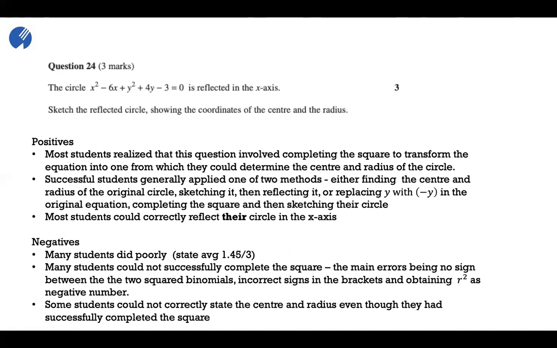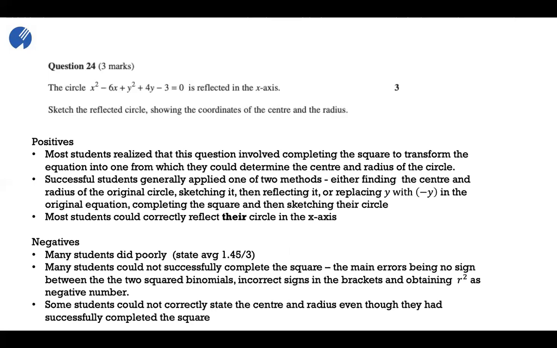There were many students who couldn't complete the square successfully. The main errors were that they'd have 2 brackets with squares on them and no sign in the middle. Some students had a negative sign in the middle. Some students had incorrect signs in the brackets, so their centre and radius weren't in the right spot. And there were many students who had r squared as a negative number.